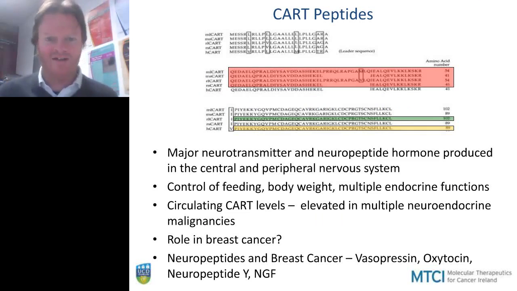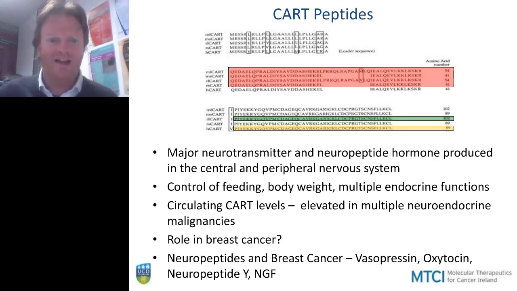CART peptides are reasonably interesting. They're neuropeptide hormones and neurotransmitters produced in the arcuate nucleus of the hypothalamus, and they act as anorectic neuropeptides that control feeding, body weight, and a number of endocrine functions. Their structure is pretty much conserved across species, so human, rat, and mouse active CART peptides are 100% identical. There's absolutely no change in the protein structure.